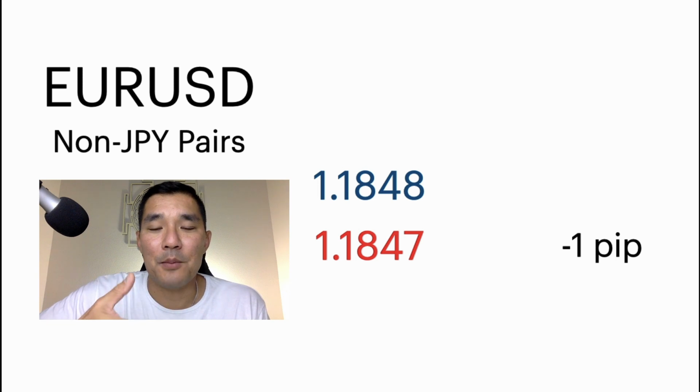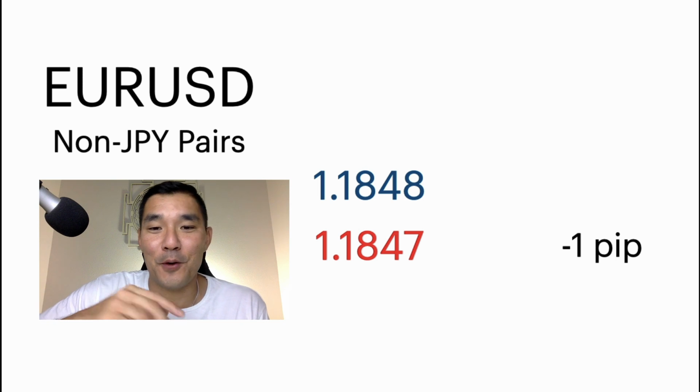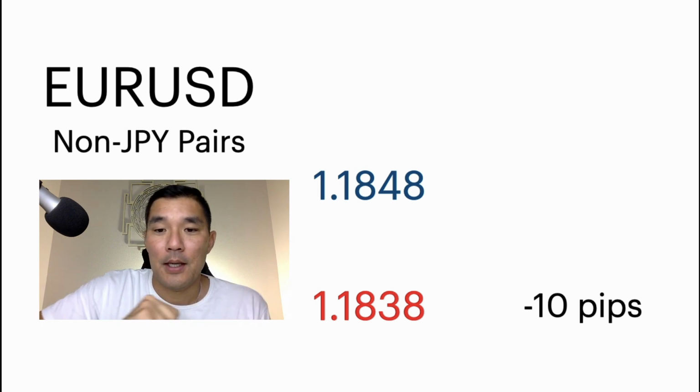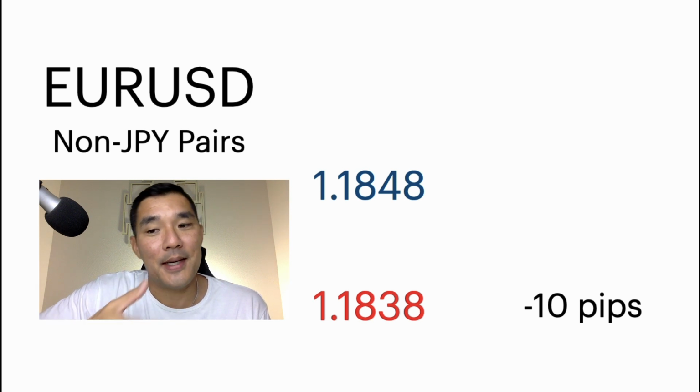Okay, so the first example is what happens when something moves down 1 pip. You're just going to look at that 4th decimal place and you're going to see that it went down 1. So in this case, from 48, it went down to 47, and that's minus 1 pip. Now, if you go over to the next decimal place to the left, those are the 10 pips, right? So if the price went from spot 1848 to spot 1838, that's a loss of 10 pips. So that's minus 10 pips.